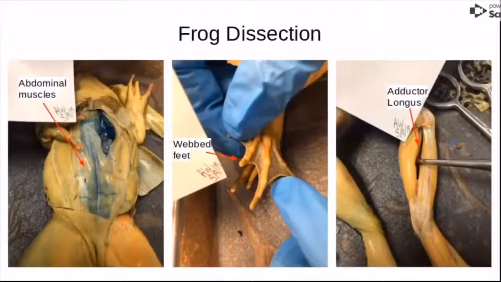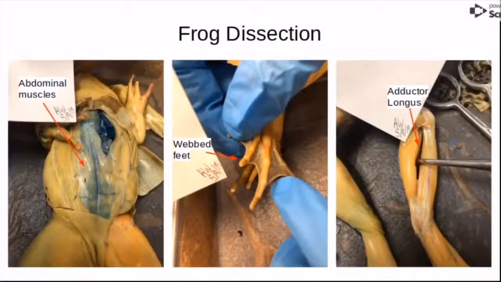So, our frog dissection. Here you can see abdominal muscles. Strong abdominal muscles are good for swimming. You can see the webbed feet, which helps swimming. We went into more depth with the thigh. We really examined all of the thigh muscles. Right where the arrow is, it's in between the two. It's in a little pit almost.